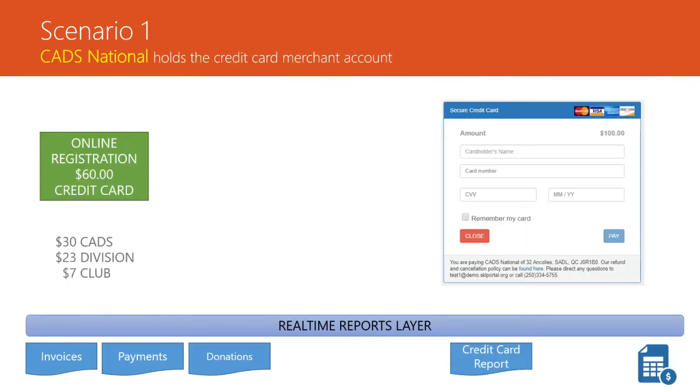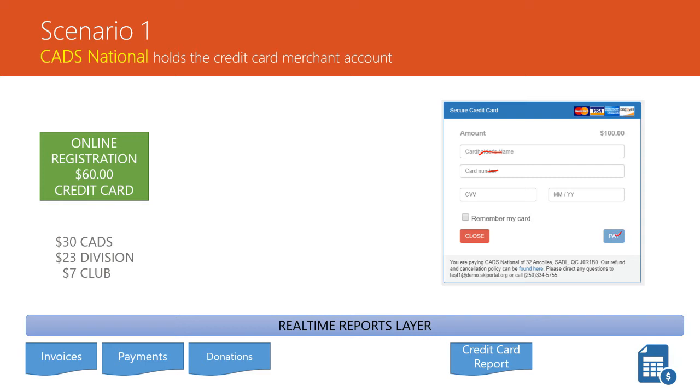In this example, somebody is registering for CADS. They're buying a CADS membership, and the fee at the end of the day is $60. That breakdown is $30 for CADS, $23 for the division, and then this particular club has a $7 fee as well.